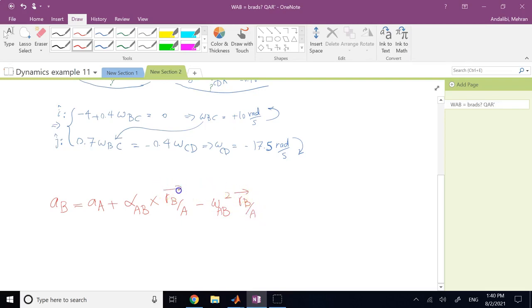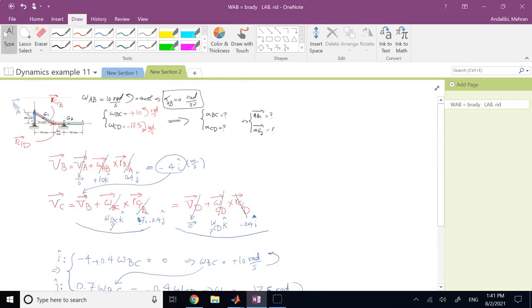And the reason I could do this instead of the double cross product, as I told you several times, is because this is a 2D problem. Otherwise, I have to say omega cross omega cross R of B with respect to A. Now, A, again, is a pin point, has no acceleration. Alpha AB is 0, so that makes life easy. Omega AB was already 10 units.